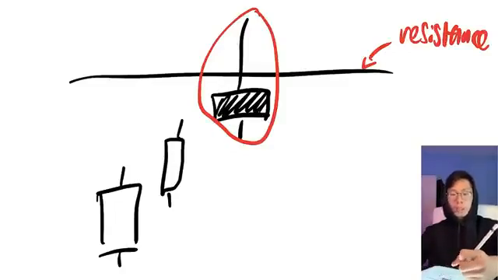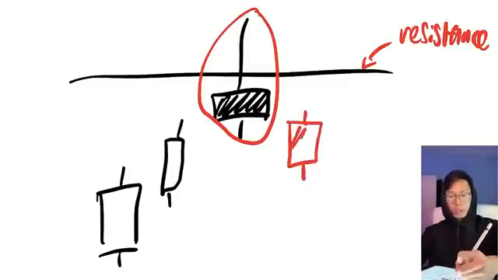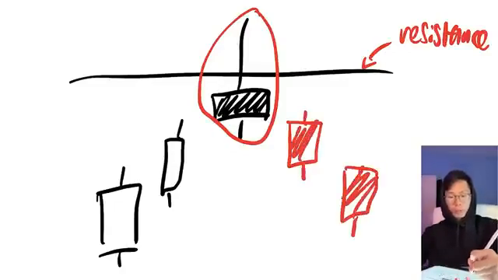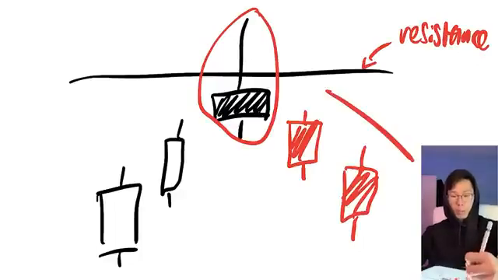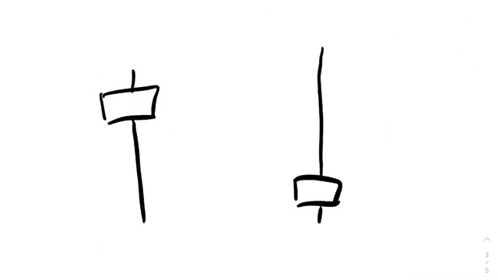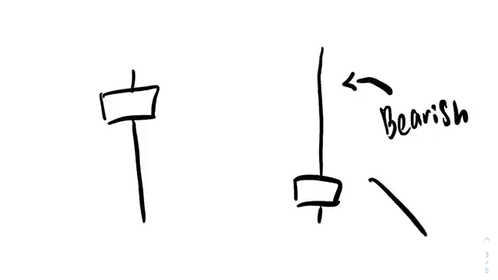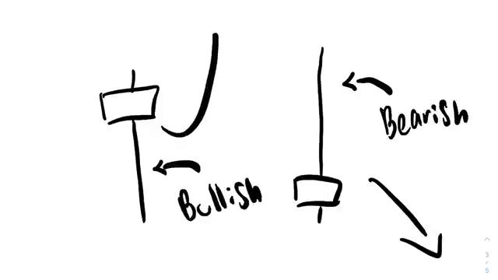And after we enter for a sell, you should see some red candlesticks being formed right here, like this, pushing the price all the way down. So basically, if you see a candlestick that has a long upper wick like this, it means that it is bearish and price is about to go down. However, if you see a candlestick with a long lower wick like this, it means it is bullish and price is about to head up.